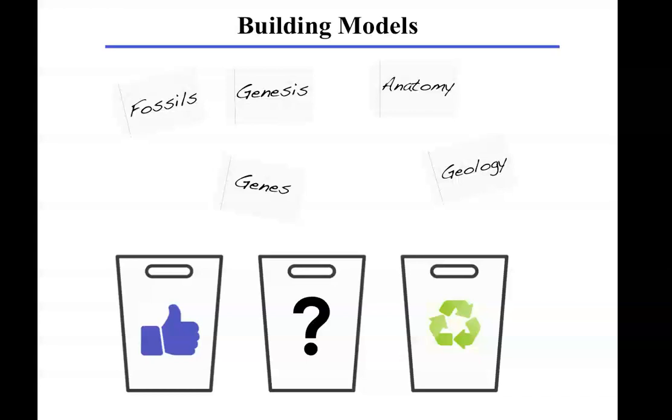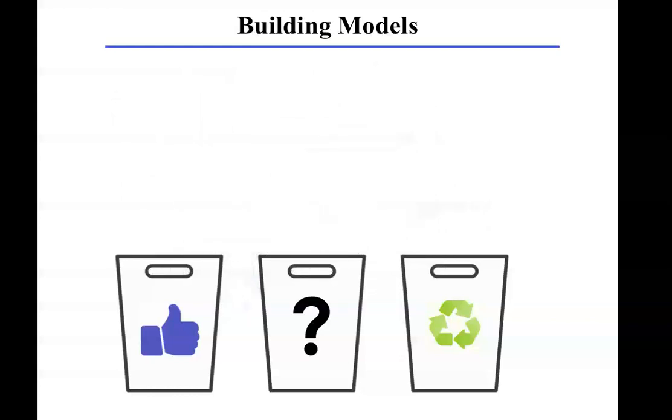So just as an example, maybe a scientist isn't a Christian, so he takes fossils and puts them here, and because he's not a Christian, he puts Genesis in the trash bin. He's not sure what to do with genes. That one went in the question mark bin, and then anatomy and geology go into the model. So the point here is the models take these different data points and put them into different bins. So some of the models are going to like and incorporate some of those aspects, while others are going to ignore or question the validity of those aspects. So all the models are a little bit different.